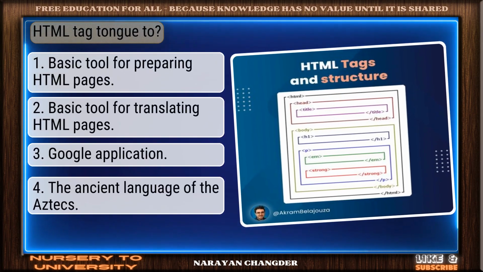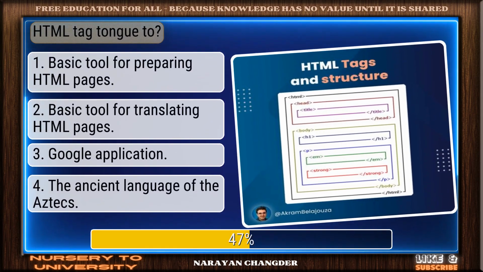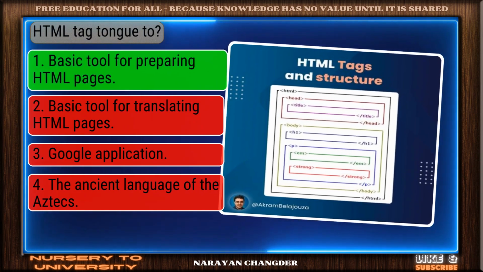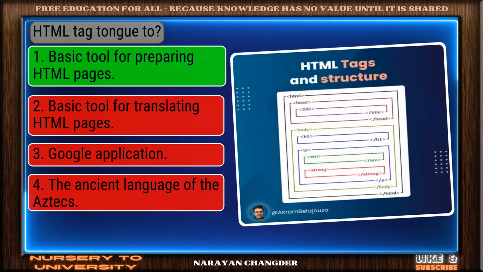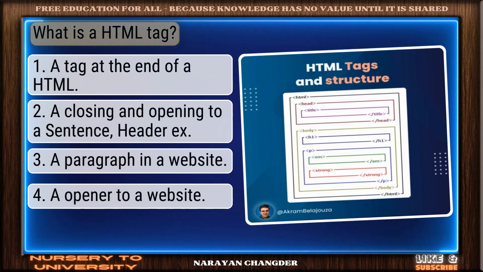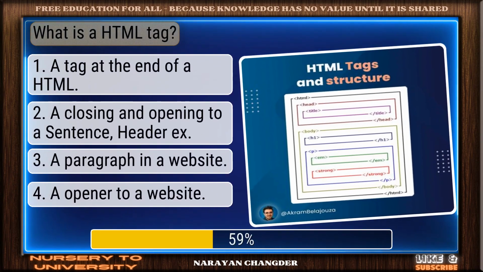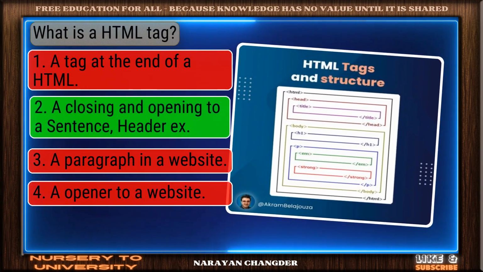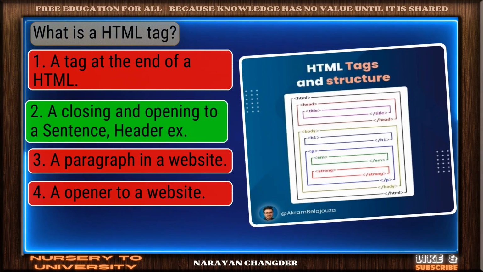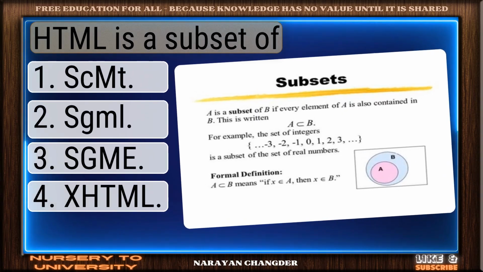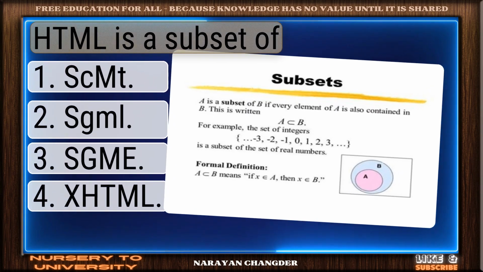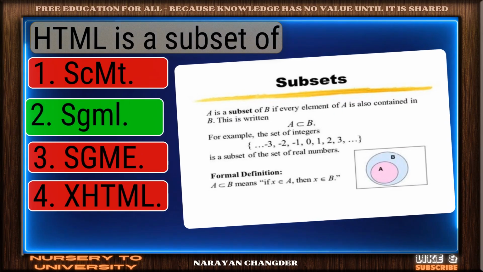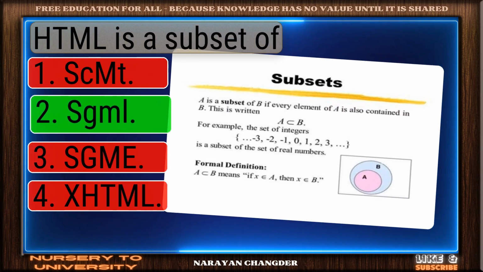Question number 66. HTML tag is used to. Correct response. Basic tool for preparing HTML pages is the most accurate answer. Question number 67. What is an HTML tag? Good thinking. A closing and opening to a sentence, header X, is the right answer. Question number 68. HTML is a subset of. Right choice. HTML is the best answer.